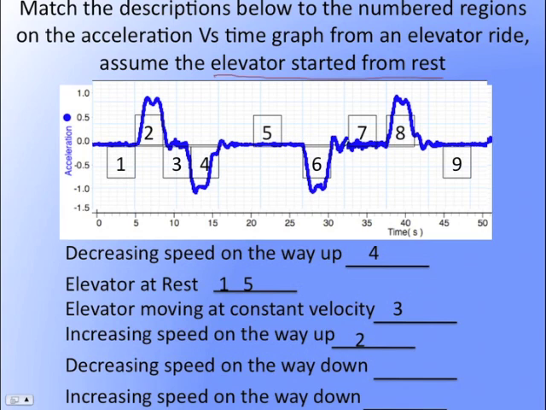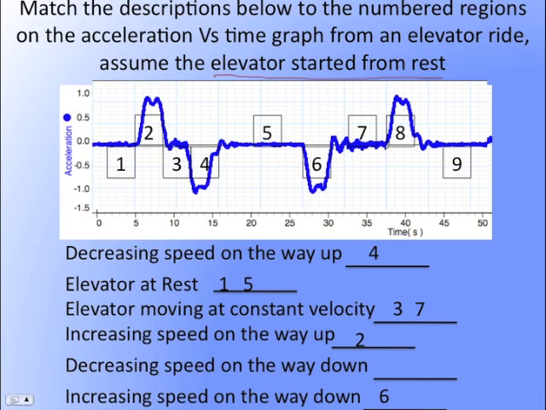Now we get a negative acceleration. Well, we know it's not the same as over here. We're not slowing down on the way up. In this case, we're speeding up on the way down, increasing speed on the way down. Then 0 acceleration, we now know that we're not going to fall for that being at rest. We know the elevator has reached its constant cruising velocity on the way down, and so that's another constant velocity region.